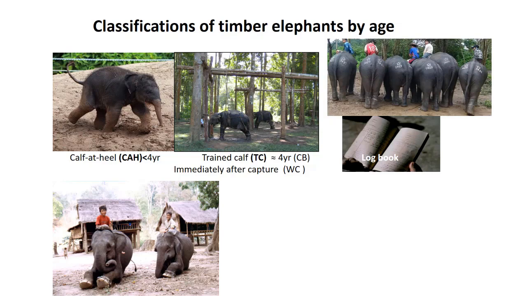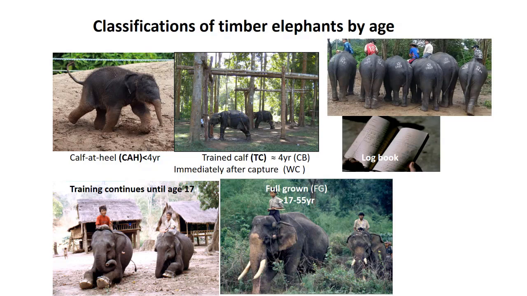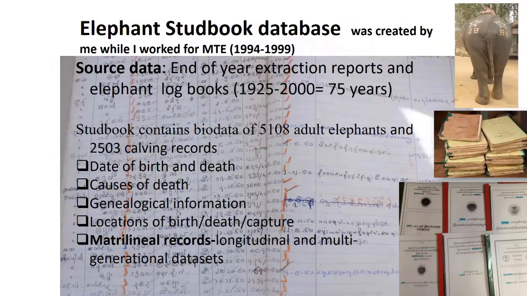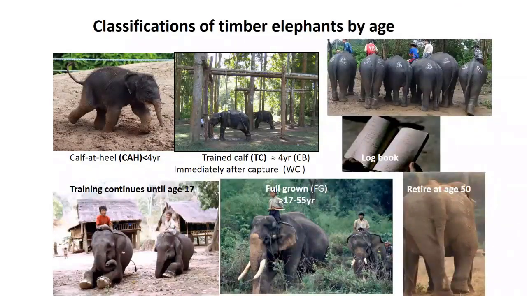After age 4, they still continue training until age 17, what we call TC, trained calf. We still call them calves because they have not reached adulthood. By the time they pass their 17th birthday, they become full-grown, FG, and they are put into the workforce. By age 50, some elephants do not wait until 55. Most elephants retire at age 50, and these elephants live in the forest 24/7, just foraging.